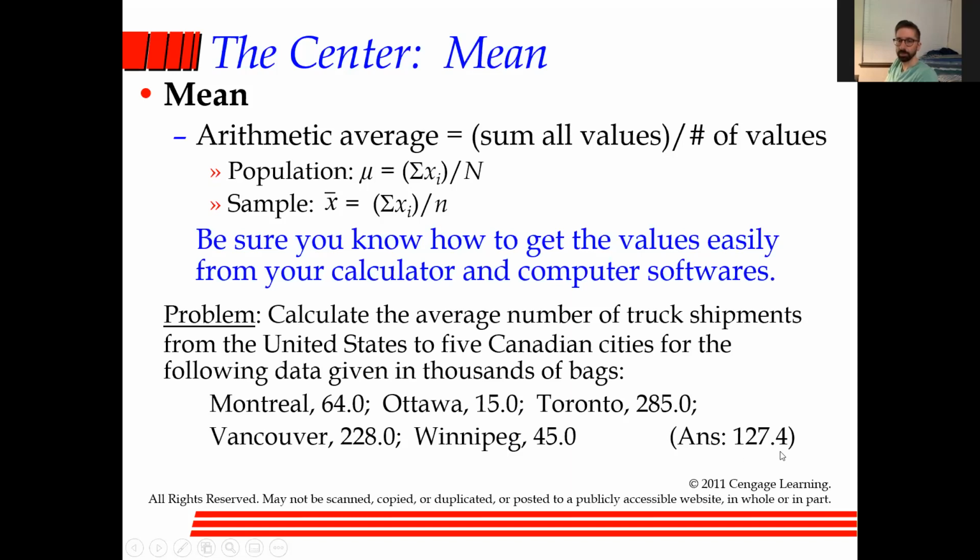All right? So that's called the arithmetic average, or simply the mean. The mean and arithmetic average mean the same thing. Simply add up all the numbers and divide by the number of numbers. Any questions about that? Pretty straightforward. I think everybody knows this from even grade school, right?